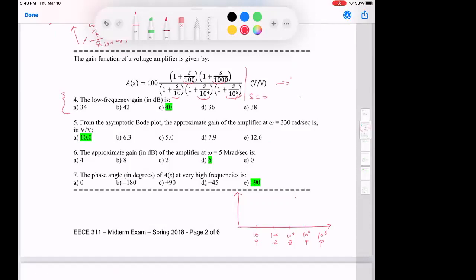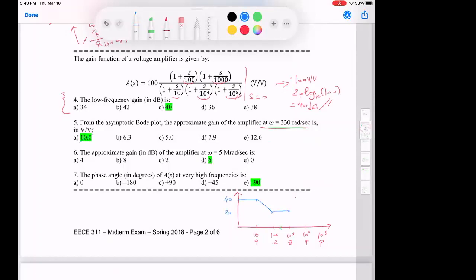We put S equals 0, this will give me 100 volt per volt. We take 20 log base 10 of 100, and this tells me that I have 40 dBs. Okay. Then he says find the approximate gain of the amplifier at 330 radian per second. So 330 is somewhere between 100 and 1000, so it's somewhere here. So let's see how the curve looks. I will start from 40 dBs, right? I will drop by 20 dB per decade. I will reach 20. Then I will hit a zero and I will be flat.